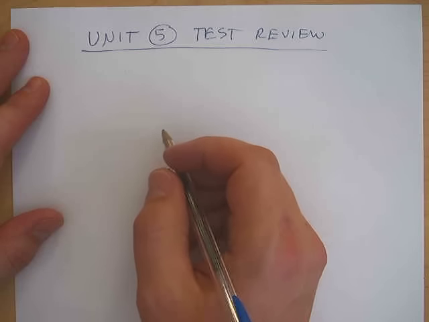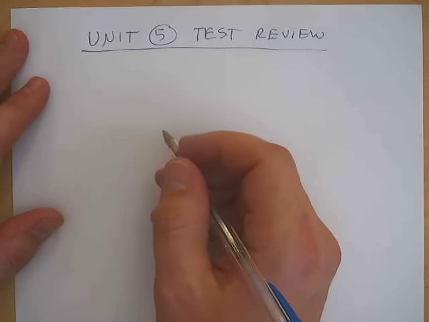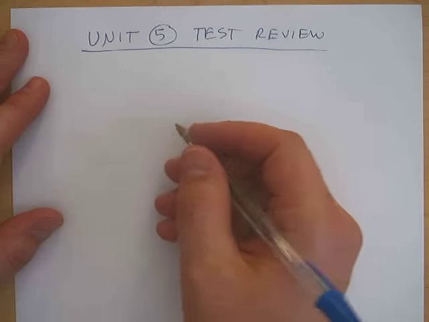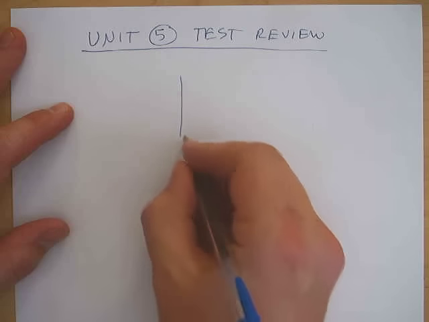Right now we're going to be doing the Unit 5 test review. So the problems I'm going to give you are similar to what's on the test. However, they're not the exact same problems that are on the test, okay? So we're going to start with special right triangles.